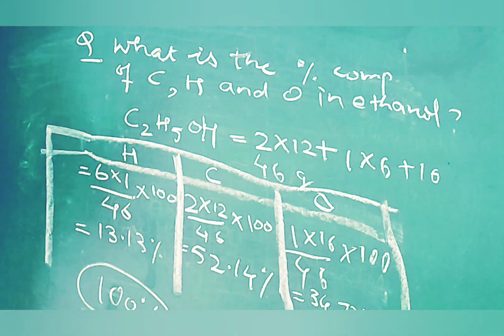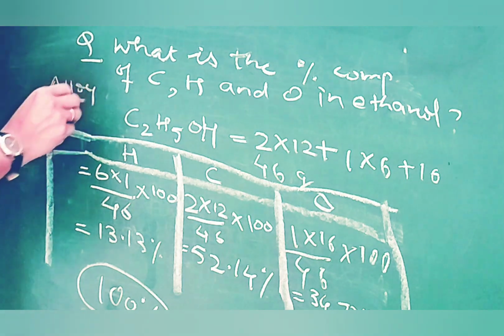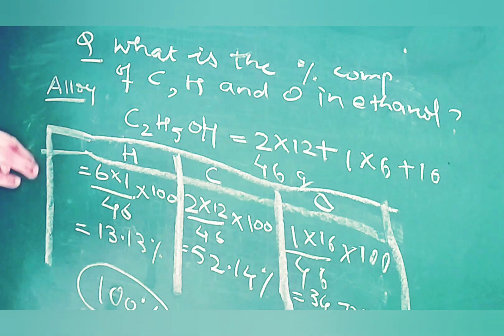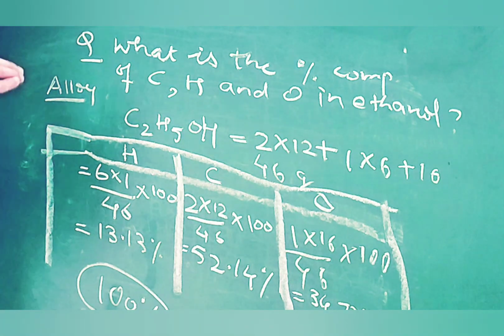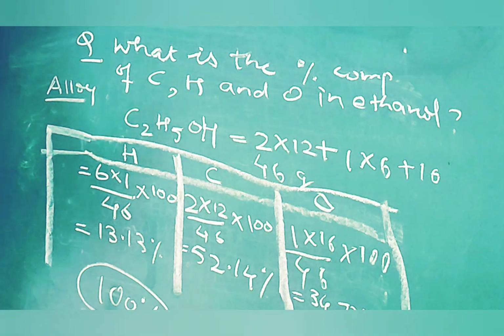It is very important to determine the purity of any sample compound. We want to know the percentage. Suppose we are using utensils nowadays made of alloys, and I want to know what percentage of nickel is present, what percentage of copper is present, what percentage of iron is present. So percentage composition is helpful in determining the percentage of a particular element in any alloy, any sample, any compound. Okay, this is all about percentage composition.